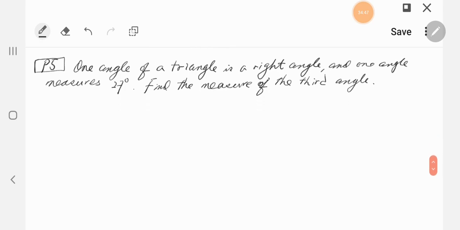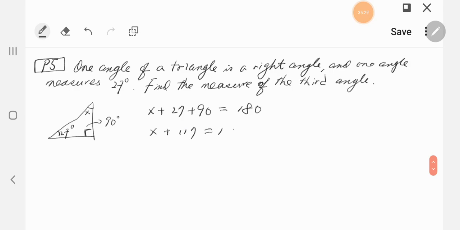Okay, one angle of a triangle is a right angle. Look at this. One is a right angle, so this is the right triangle, isn't it? Right triangle, 90 degrees. Okay, and one angle measures 27 degrees, so this is 27 degrees. And find the measure of the third angle. Okay, let's say this x. So we will do the same thing. So x plus 27 plus 90 degrees is equal to what? 180. So sum of all these three angles is 180. And then simplify. So x plus 117 is 180. And minus 117 each side, so that we can find x. X is equal to 63 degrees. Okay. All right. So we are done for this section.